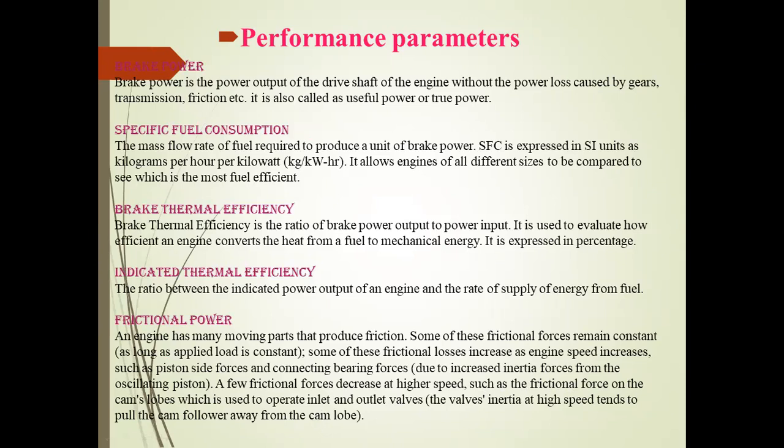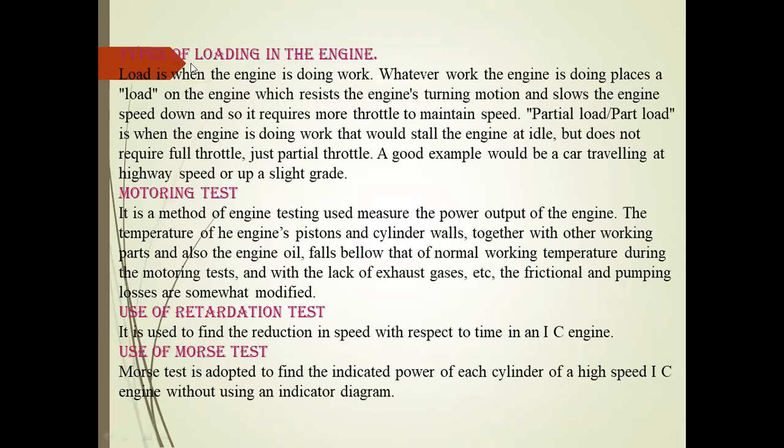The valves have inertia at high speed and tend to pull the cam follower away from the cam lobe. For example, if the engine is rated at 3.7 kilowatts, or 5 HP, about one third of it is lost as frictional power. Next we can discuss the types of loading in engines.